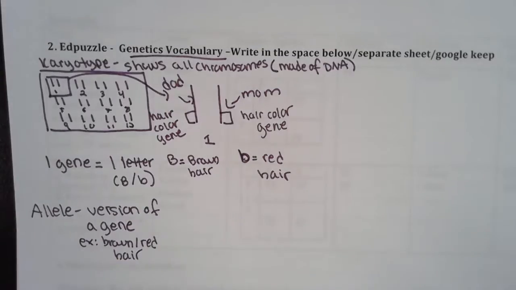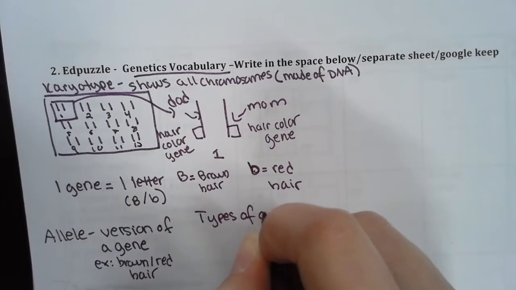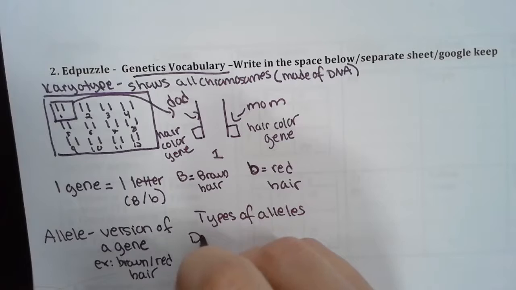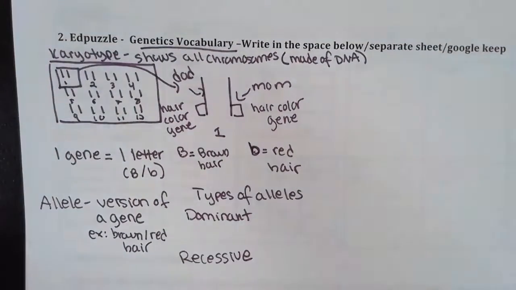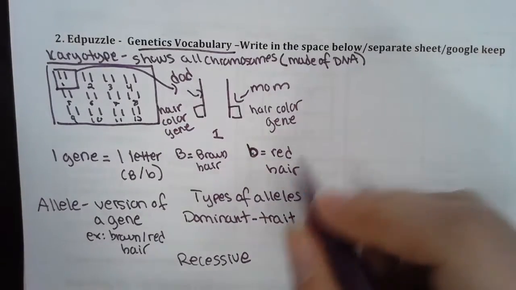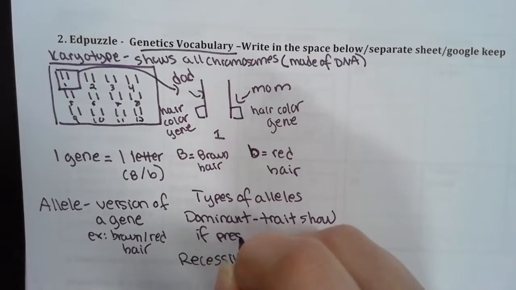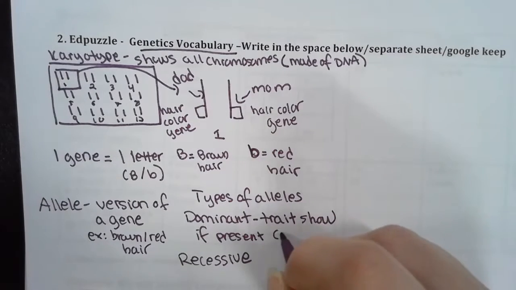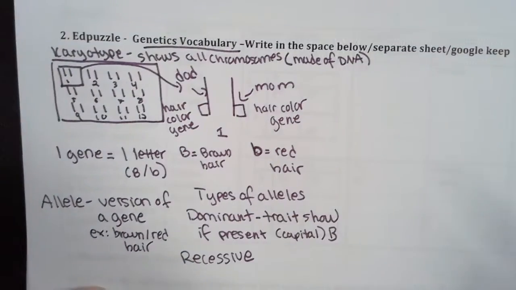Okay, so there are a couple of different types of alleles. There are alleles that we call dominant, and there are alleles that we call recessive. You may have heard these terms before, just go with me. I'm going to keep using this example to ground us. Dominant means that the trait, the characteristic, what you look like, is going to show if present. We represent dominant alleles with a capital letter. In this case, that would be my capital B.